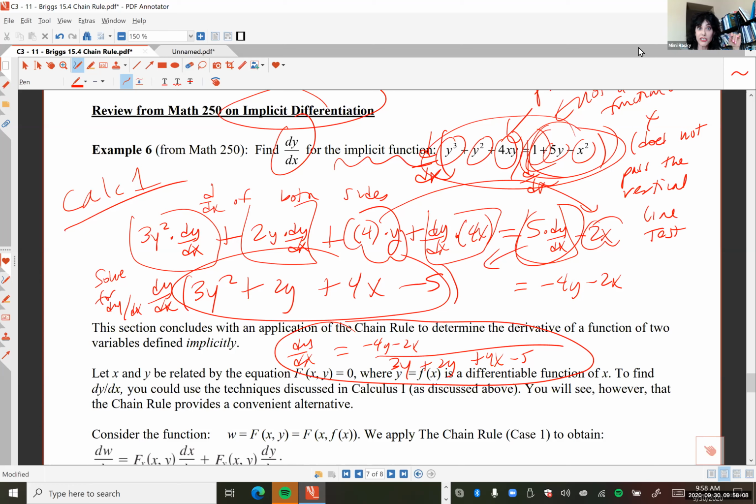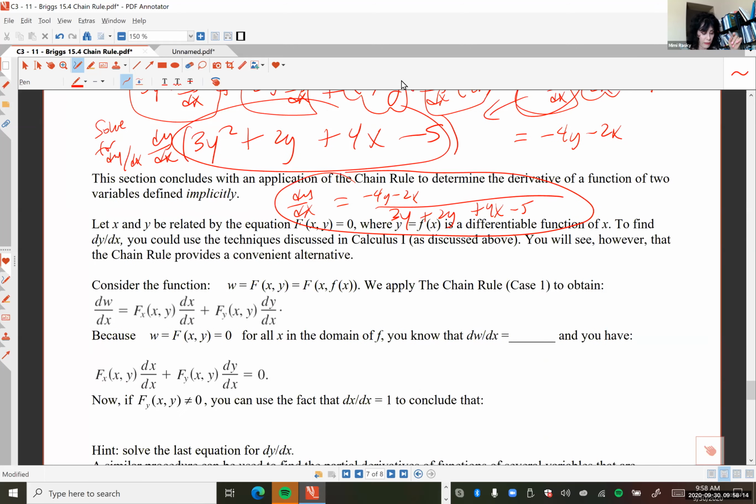And do not teach this to any Calc 1 students. If I hear about it, you're dead, okay? Seriously, they're not supposed to know about partials. But let me derive it for you, and then we'll do it, and then we'll finish out the problem.